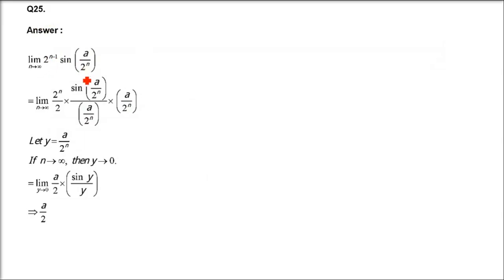2 to the power n minus 1 times sine of a by 2 to the power n, limit n tends to infinity. So how do we do this? 2 raised to n minus 1, we'll write as 2 raised to n divided by 2, it's one and the same thing. And here sine of a by 2 to the power n, we are making it theta, introducing a by 2 to the power n, limit n tends to infinity.